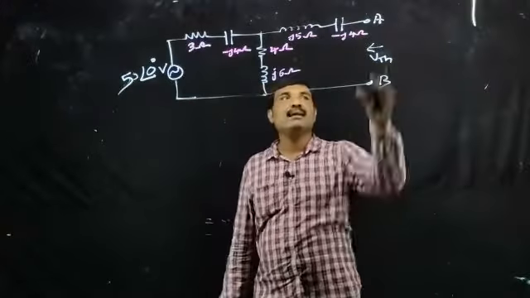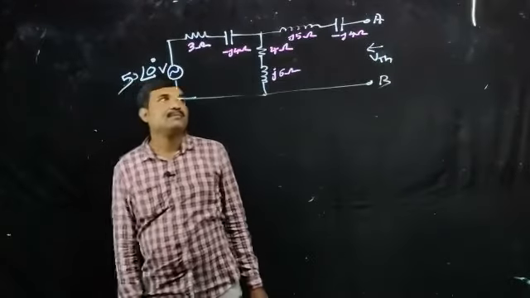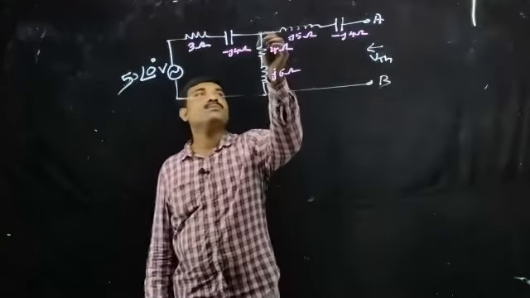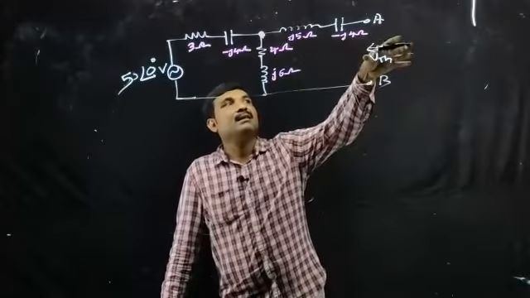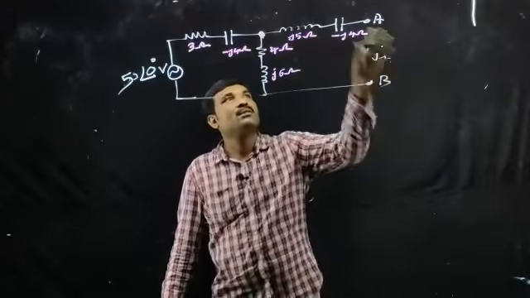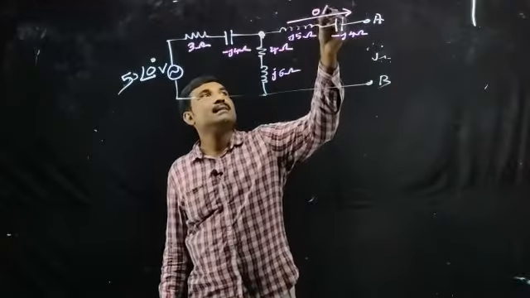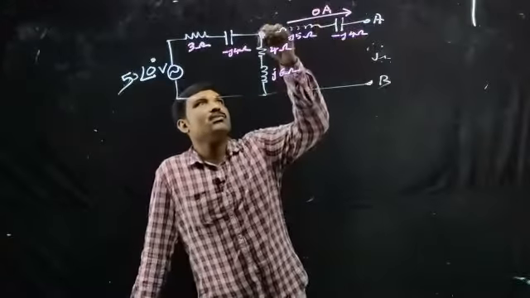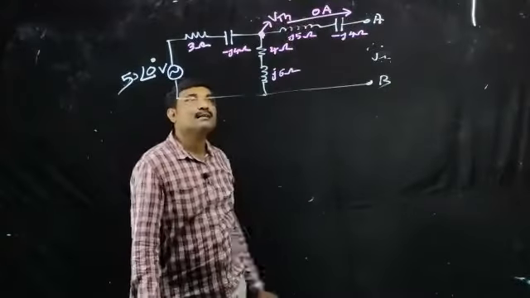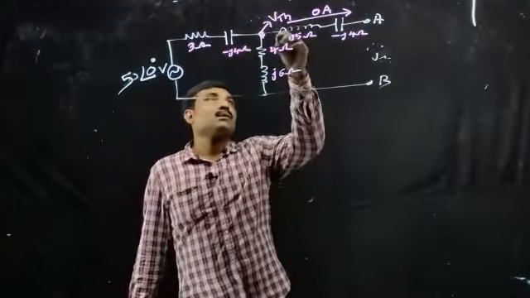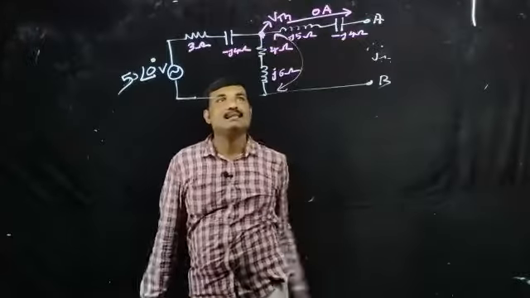We need to determine VTH with respect to terminal AB, right? So what do we have to do? For determining VTH, this terminal is open circuit, right? Open circuit, so no current will go through this element. So the current in this element is 0 ampere. So this voltage is the same as VTH or VAB, right? So the voltage across this element will represent VTH, right?